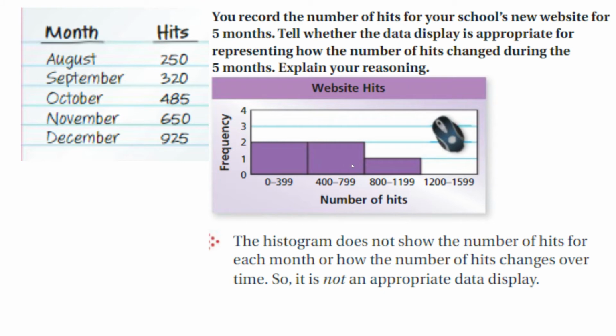As you can see here, it's not really explaining to us how many hits we get per month. It's just telling you how many times we got 0 to 399 hits, how many times we got 400 to 799 hits. So it's not telling you what we got in a month, like the month of January or February. It's just telling you how often these numbers showed up.